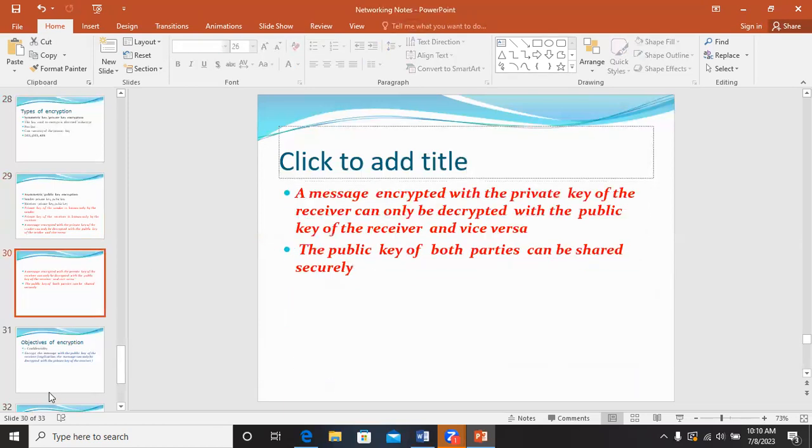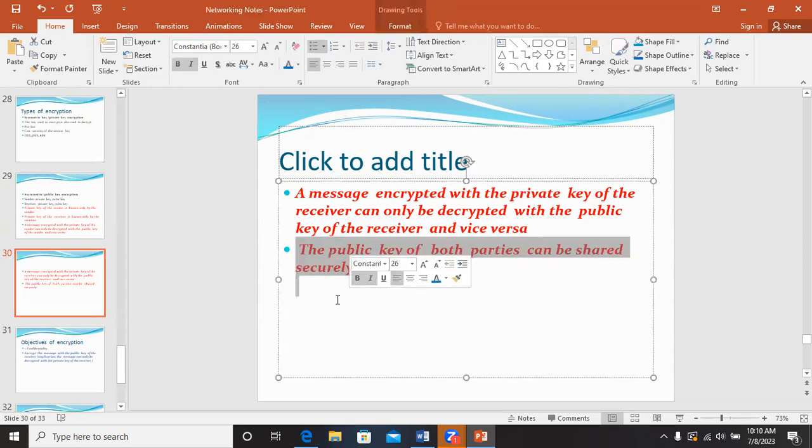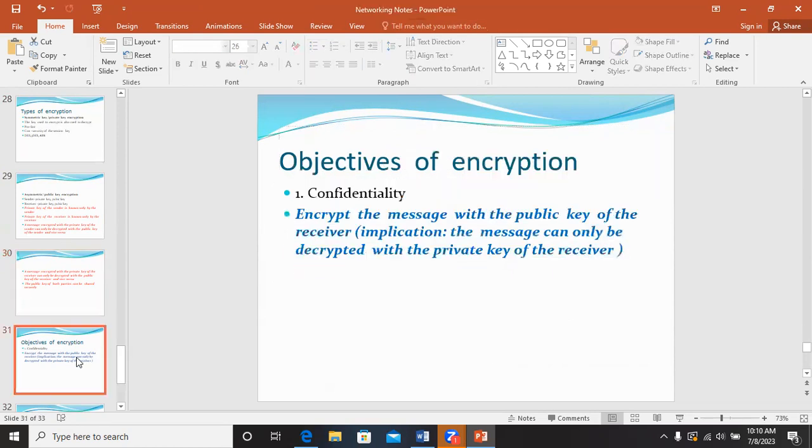So in every encryption, 2 keys are always in operation, not one. The public key will have been shared, maybe to a server where we all know the link, we all know the IP address. We can all drop our public key there. So the objective of encryption is confidentiality. To achieve that, encrypt the message with the public key of the receiver, knowing that only the private key of the receiver can decrypt it, and the private key of the receiver is known only to the receiver.